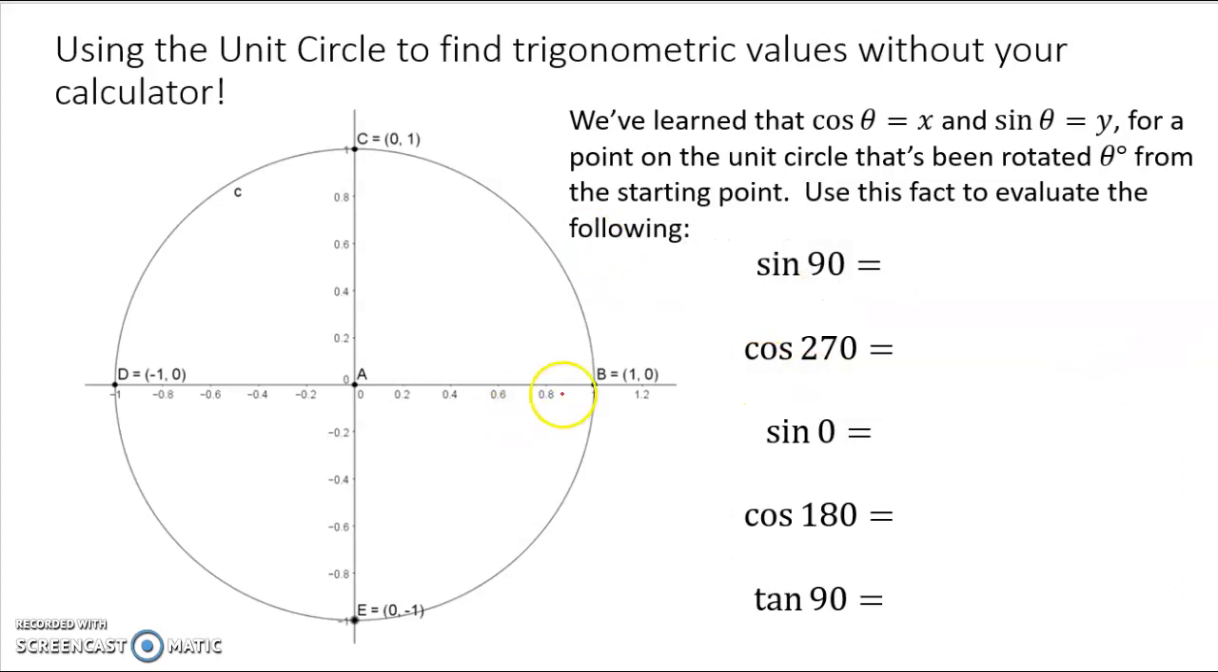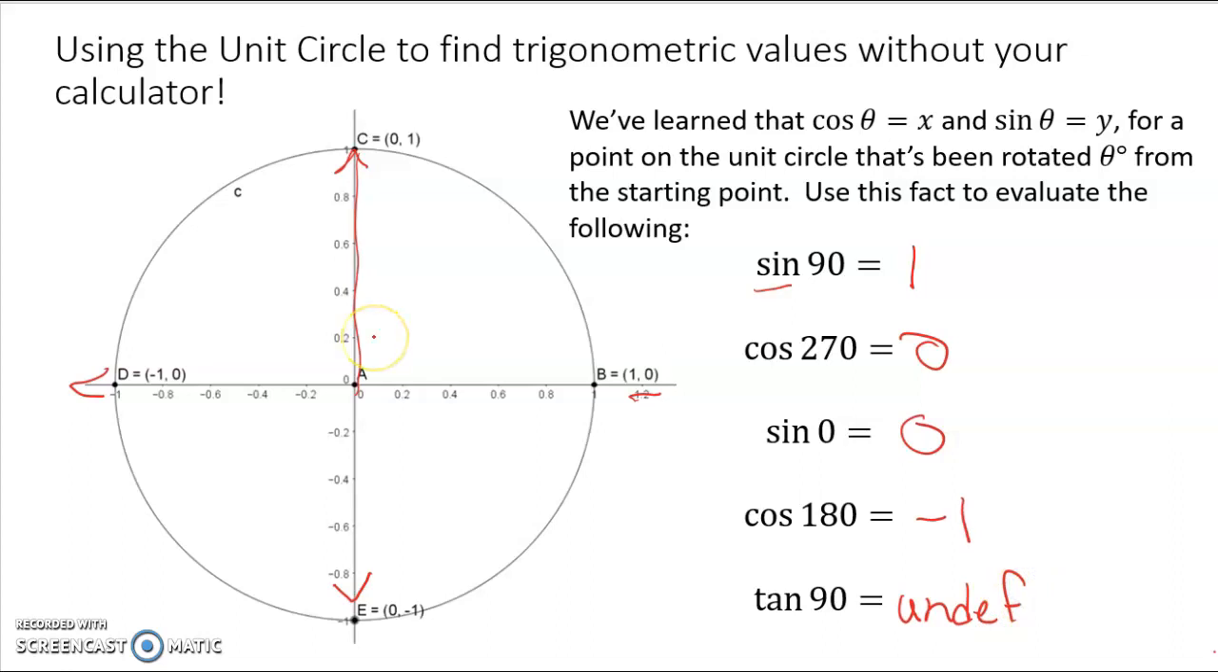So sine of 90. So at 90 degrees, we're pointing in this direction, and sine is the y value, so we're at 1. Cosine of 270, now we're pointing in this direction. The x value is the cosine value, so we're at 0. Sine of 0 is the y value. Cosine of 180 is the x value. And tangent of 90, that's the slope of this line. Oh, the slope of that line is undefined.